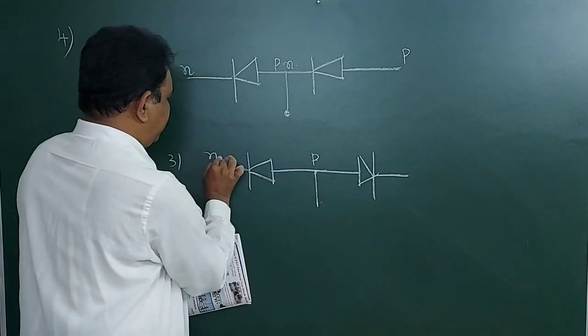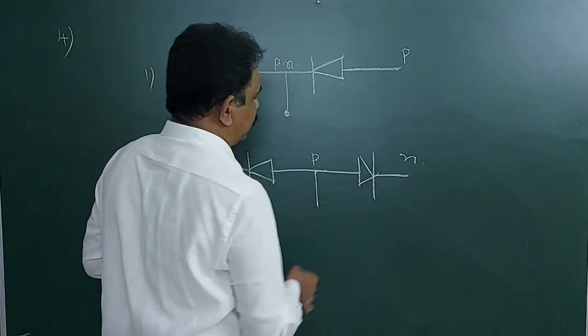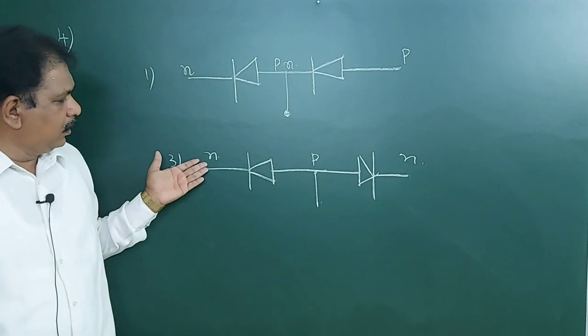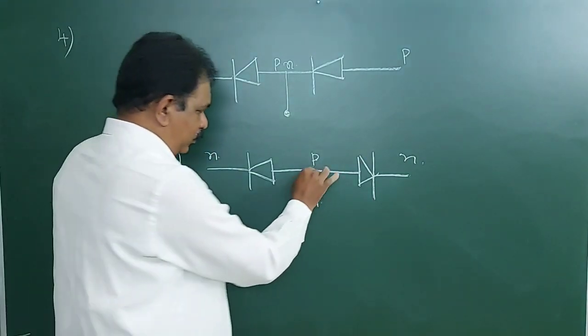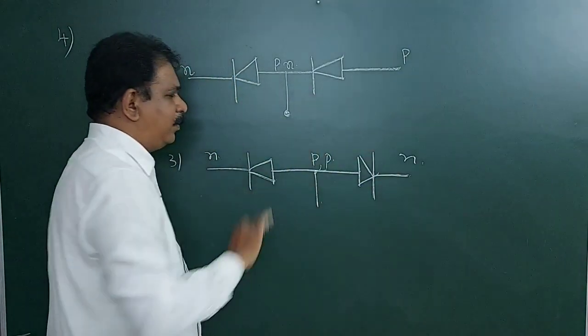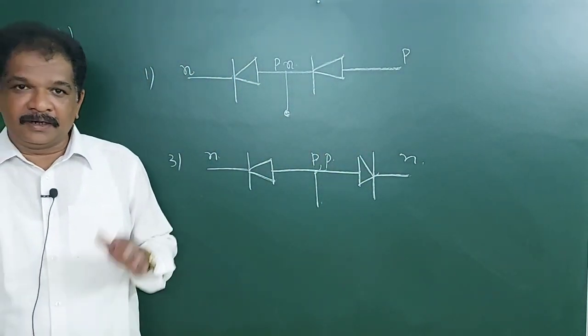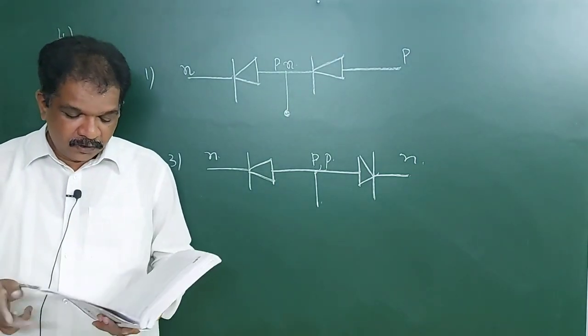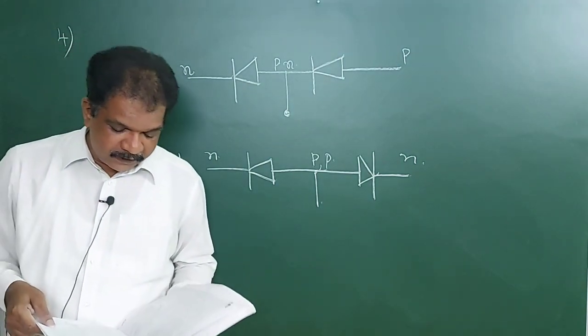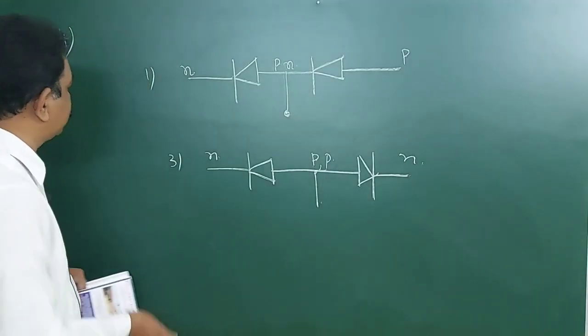Like that, if you check third option, how third option will be there means here P, this will be N. Here P, this will be N. So it will be NPN transistor. Even if you write two P's, this will be NPN only, not NP-PN transistor. This will be simple NPN transistor. So option for this fourth question will be third option.